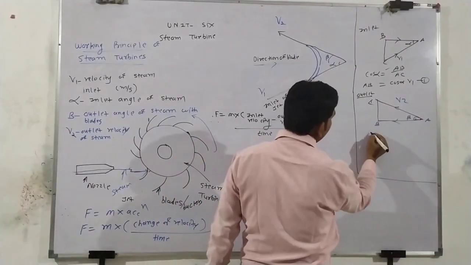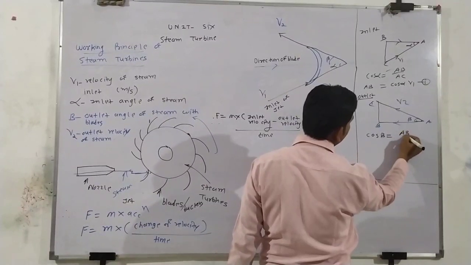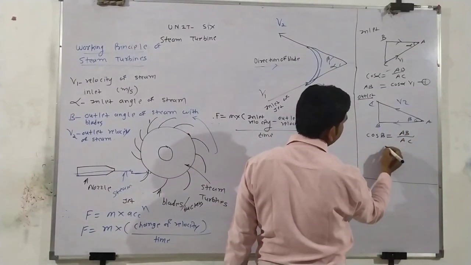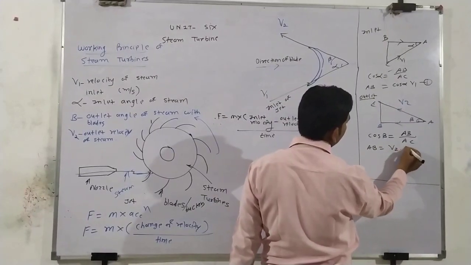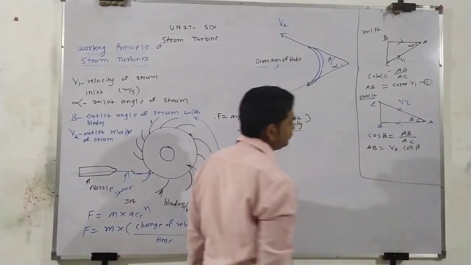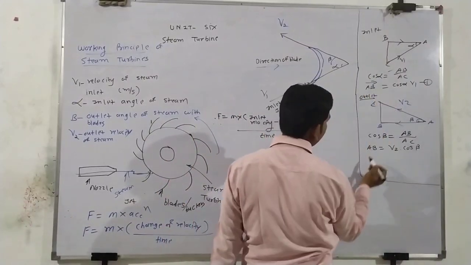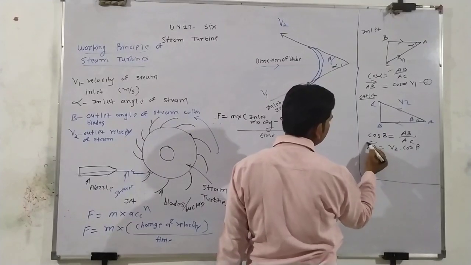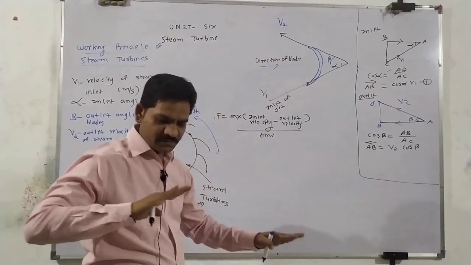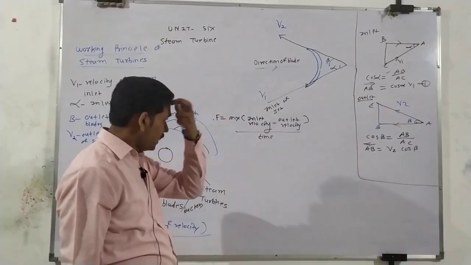So here also cos beta is equal to adjacent side AB upon hypotenuse AC. So AB is equal to V2 into cos beta. For this side of the vectors, if you consider this AB, this is in which direction? This side of the vectors is first this and this. So that's why it is inlet minus outlet.